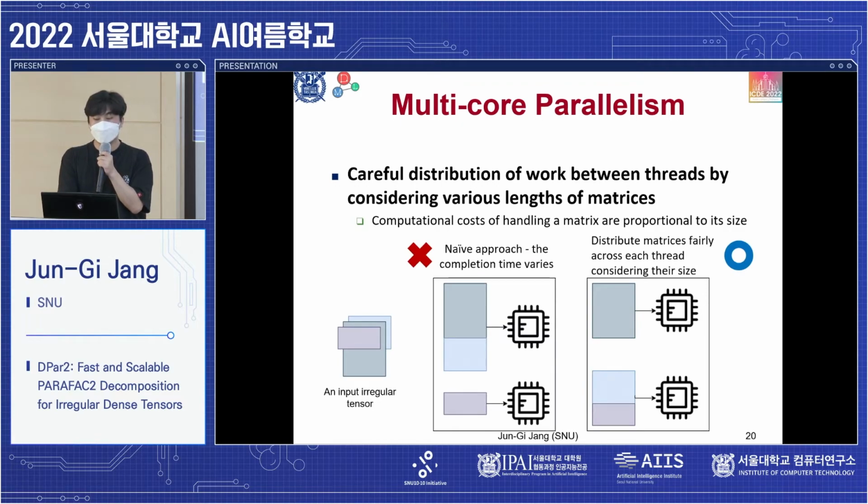So our idea is careful distribution of work between threads to address the challenges. DPar2 distributes slice matrices fairly across each thread by considering their row size. So to reduce the completion time, DPar2 makes the sums of rows of slices processed by threads be nearly equal to each other.